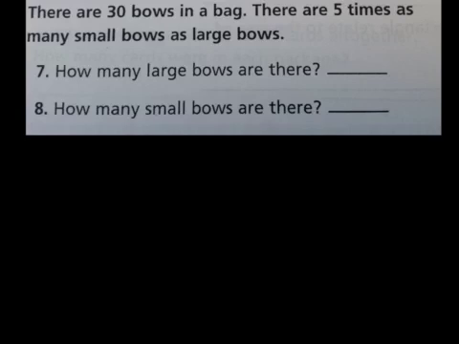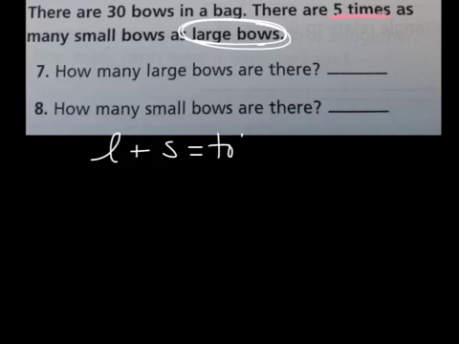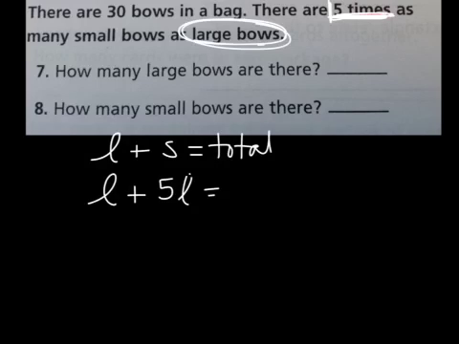Finally, there are 30 bows in a bag. There are 5 times as many small bows as there are large bows. How many large bows are there? How many small bows? So there's 5 times as many small as large, which means there's more small. We're going to use a cursive L for large, plus we have our small, equals our total. So we have large plus the small is 5 times as many. So we're going to take 5L, because there's 5 times as many as there are large, equals a total of 30.